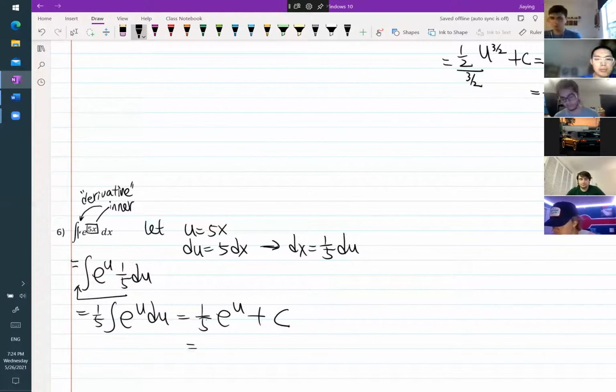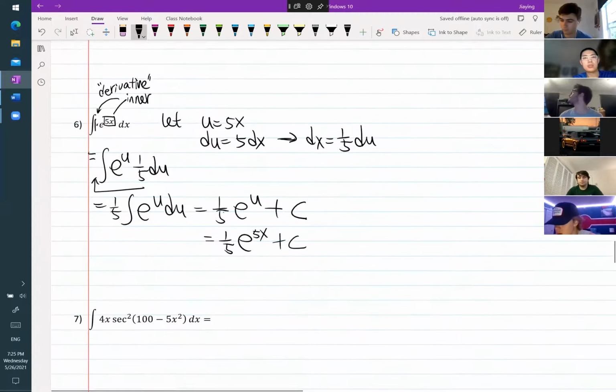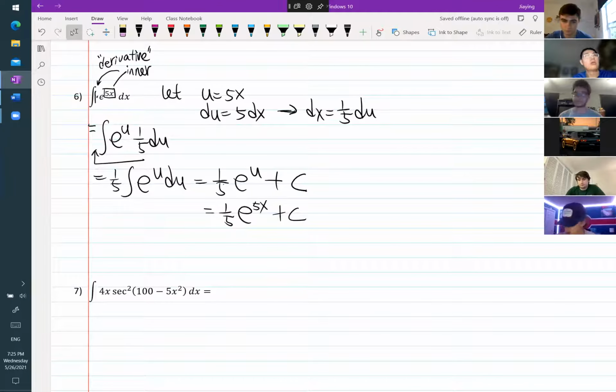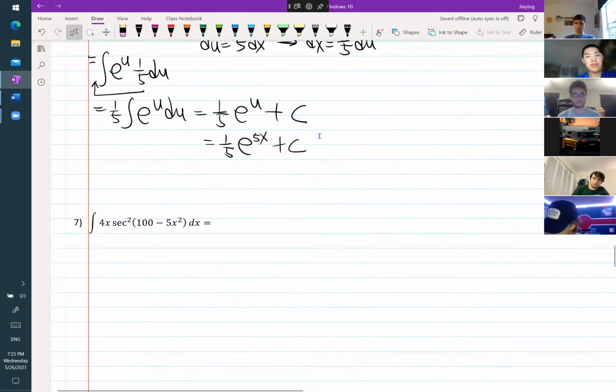And don't forget one more step: substitute for the u there. So you get 1 over 5 e to the 5x plus a c. So this example is a lot easier. Any questions about 6? All right, I'm not seeing questions about 6, so I'm going to move on to 7.